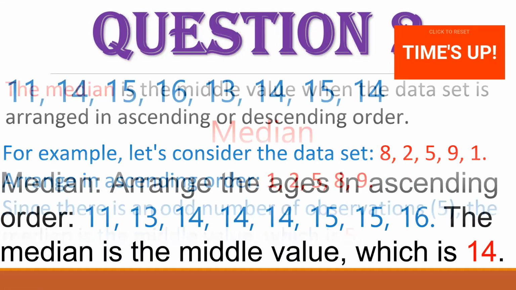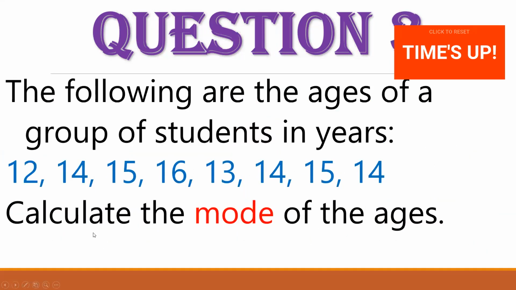Next, question number 3 is coming now, and it is asking for the mode. So the mode of the age, the mode of the numbers. We have the same group, the same numbers. By mistake we wrote 12 there, but it is 11. Let me change it. So we have the same group, starting with 11, 14, 15, 16, 13, just like that. And we are looking for the mode of the age.